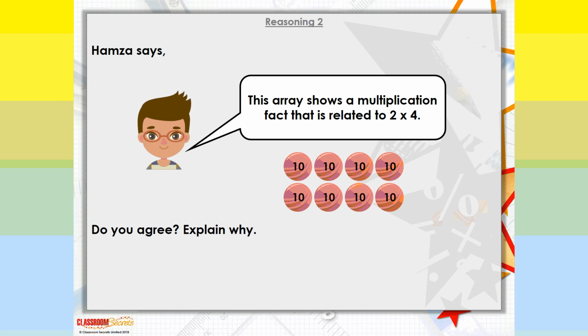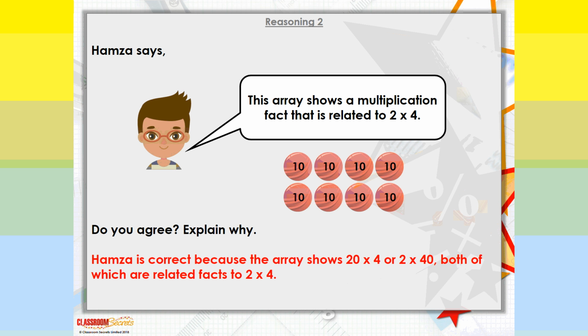Okay, the next reasoning. We've got this little man here, Hamza, and he says, this array shows a multiplication fact that is related to 2 times 4. Do you agree? Explain why. Pause the video. Let's have a look at the answer. Okay, Hamza is correct because the array shows 20 times 4 or 2 times 40. If you look at the value of each of these, they are 10, not 1, okay? Both of these facts are related facts of 2 multiplied by 4.